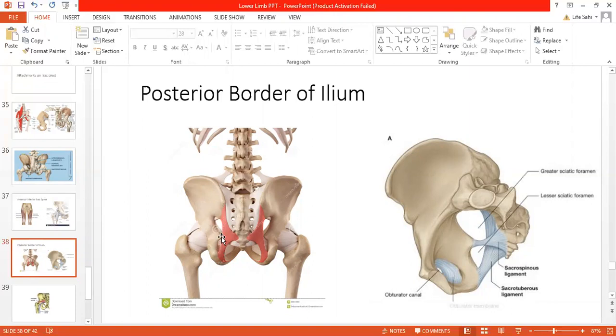Greater sciatic foramen and lesser sciatic foramen. This is the ventral aspect of the pelvis, and in this diagram, you can see the attachments of the sacrotuberous ligament, again converting the greater sciatic notch and lesser sciatic notch into two foramina with the help of another, more transversely or obliquely placed ligament called the sacrospinous ligament, into two foramina, greater sciatic foramen and lesser sciatic foramen.